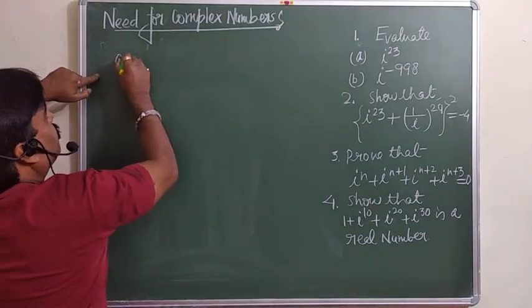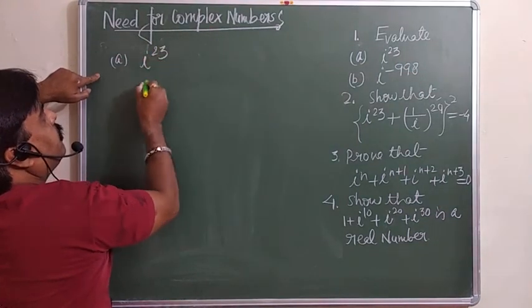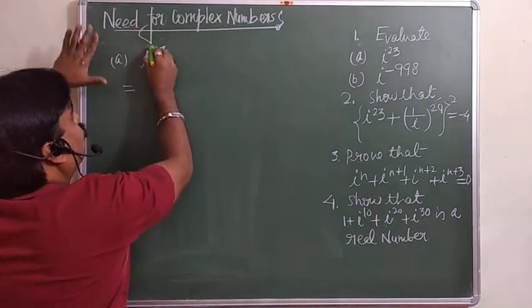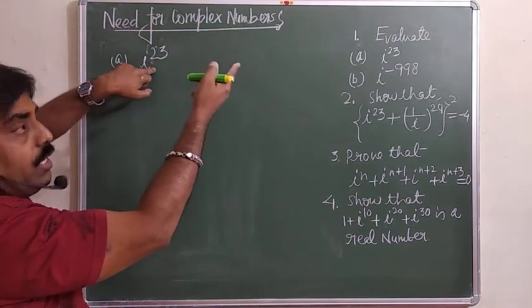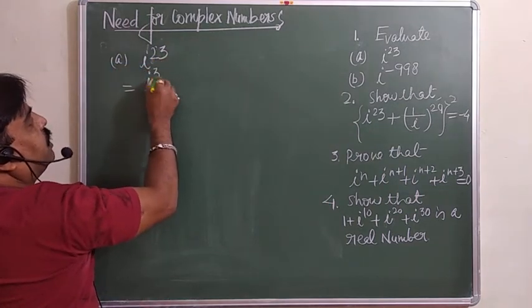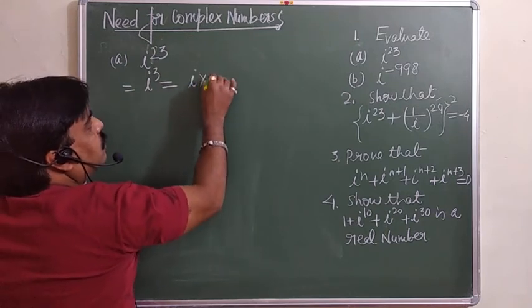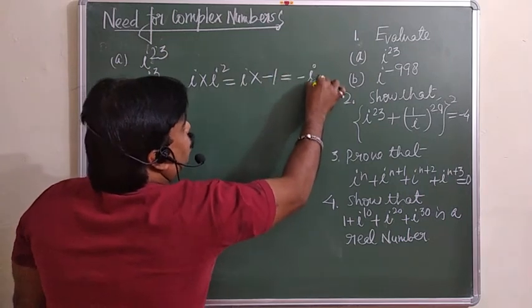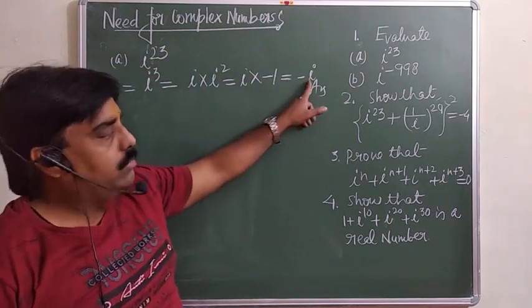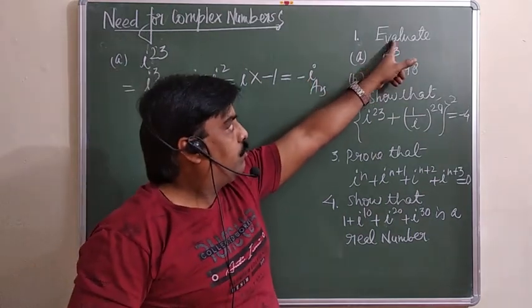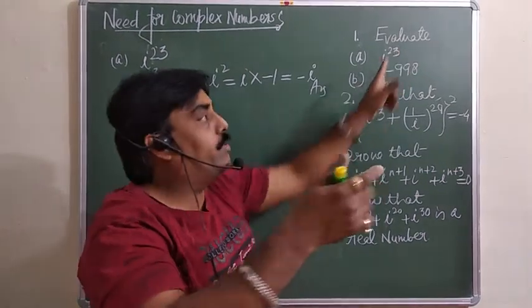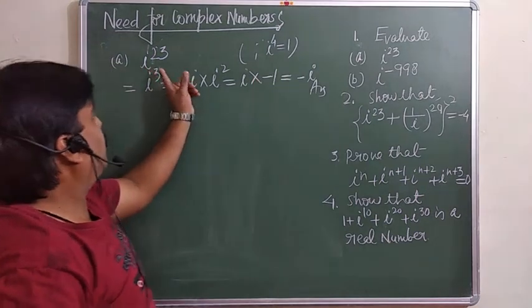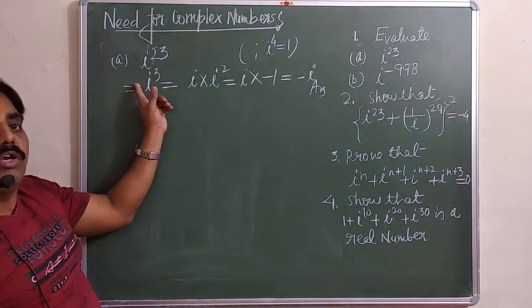So A is i raised to power 23. What we will do, we are supposed to divide it by 4. 4 5s are 20, remainder is 3. So this is equal to i raised to power 3, and i raised to power 3 can be written as i into i square, and i square is already -1. So this is equal to -i. So the value of i raised to power 23 is equal to -i. You only have to divide by 4, because i raised to power 4 is always 1. Therefore the remainder must be kept right here, because the rest of the value will already be 1.